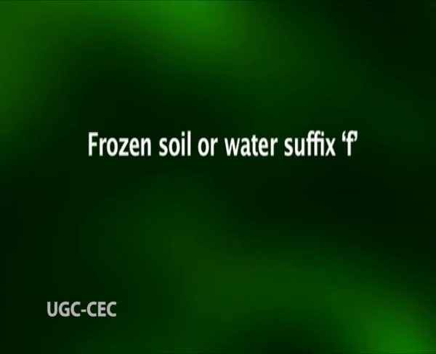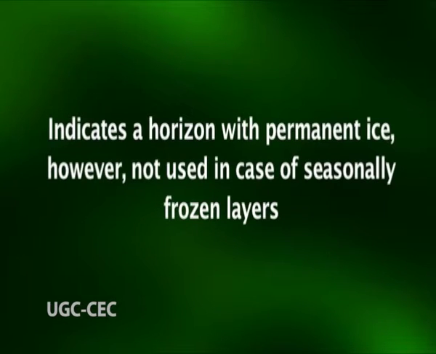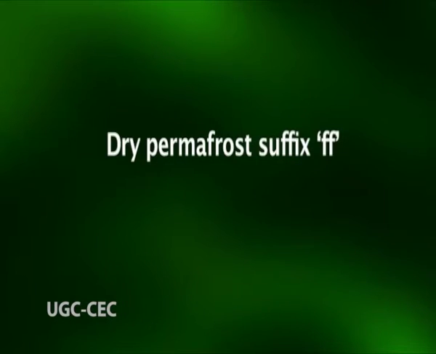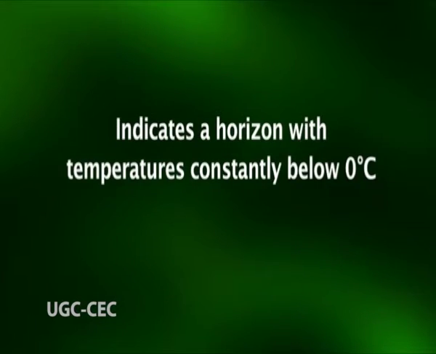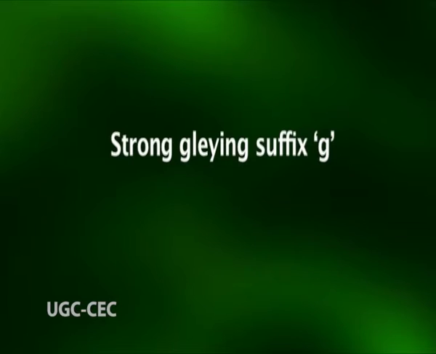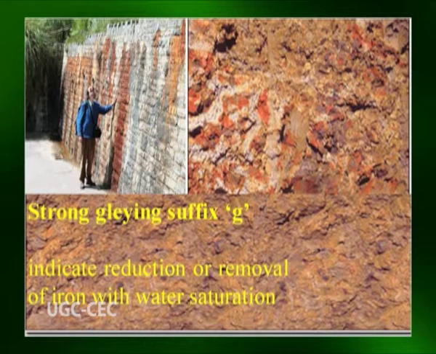Then frozen soil or water is suffixed with single f, indicating a horizon with permanent ice, however not used in case of seasonally frozen layers. Then dry permafrost is suffixed with double f, indicating a horizon with temperatures constantly below 0 degrees centigrade. Then the strongly gleyed suffix is g. This symbol is used to indicate reduction or removal of iron with water saturation, and having redox concentrations and chroma of 2 or less than 2.